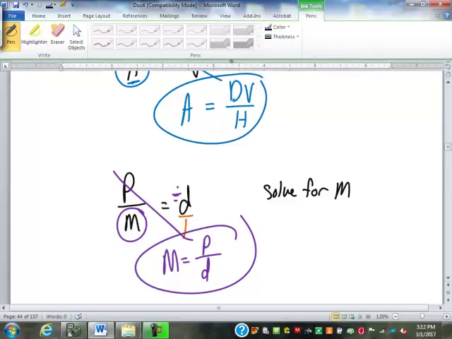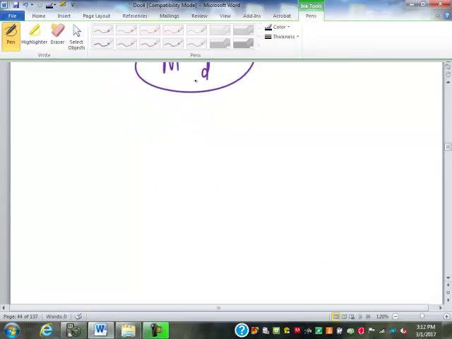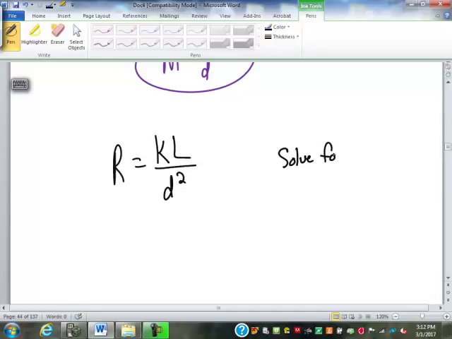So let's add a level of depth to that. Let's say we have, back to the one we looked at earlier here. Where did I put it? R equals K times L over D squared. And this time I want to solve it for D.